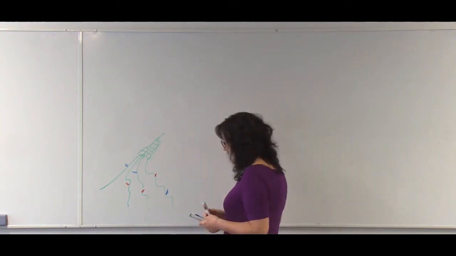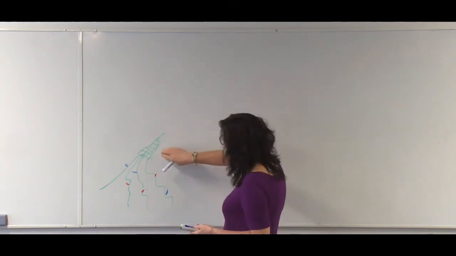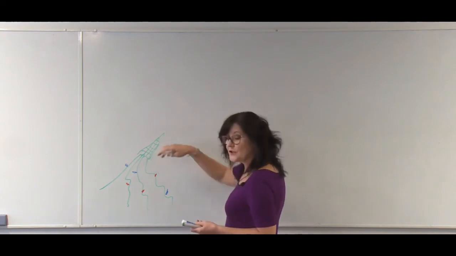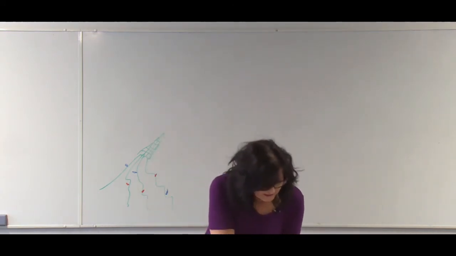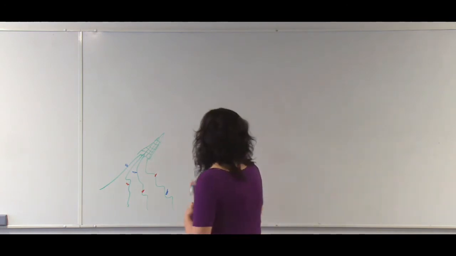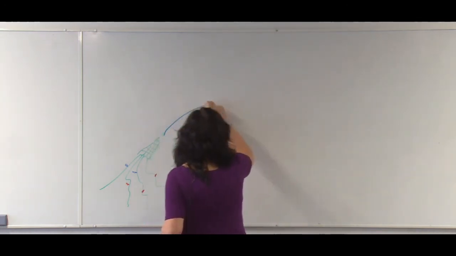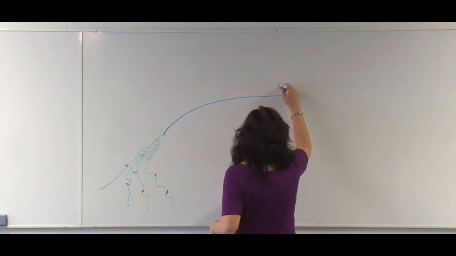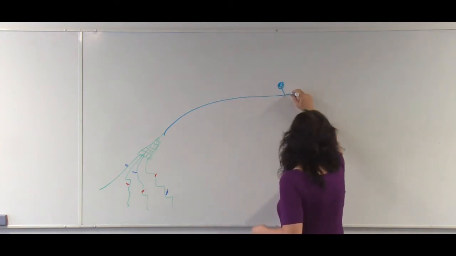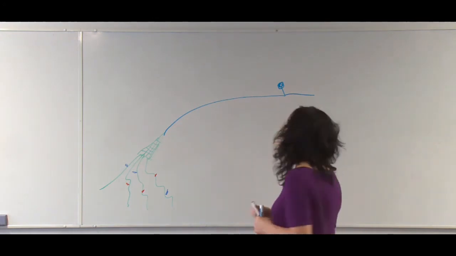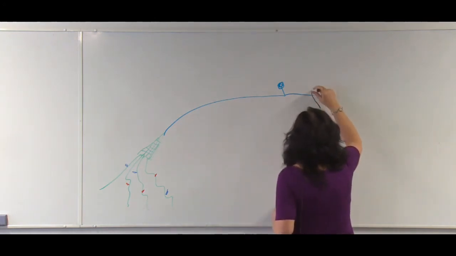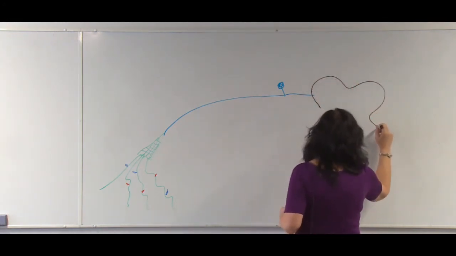Those create EPSPs that are then summated at the trigger zone, and this may then generate an action potential that goes up via the soma in the dorsal root ganglion and into our dorsal horn. So here's our dorsal horn, there we go.